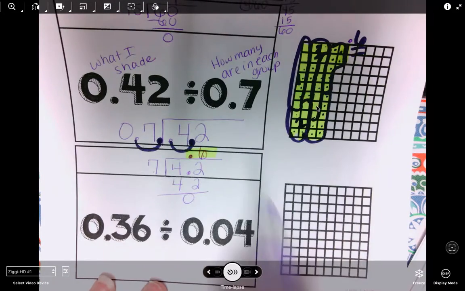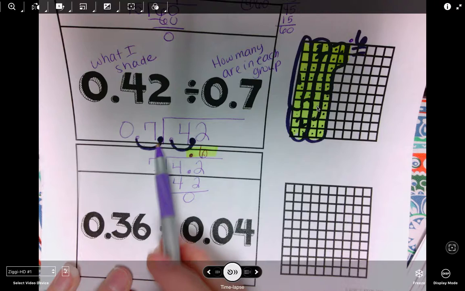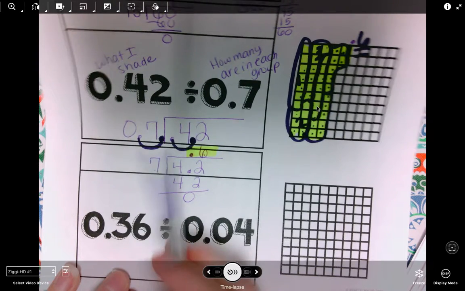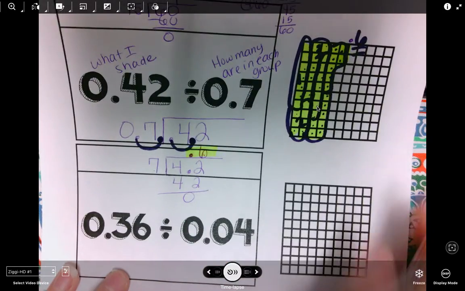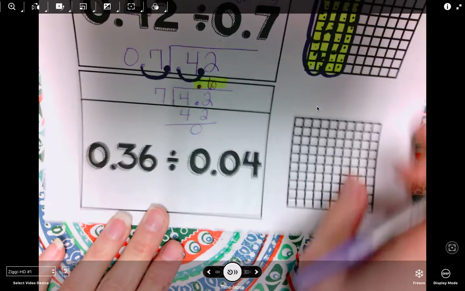So really, we're just doing the same division as we did with regular numbers. The only difference is that when we have a decimal, we have to make sure our divisor is a whole number. If it's not, we move our decimal on the inside and we just bring that decimal straight up. So let's try this last one. Let's do the standard way first.